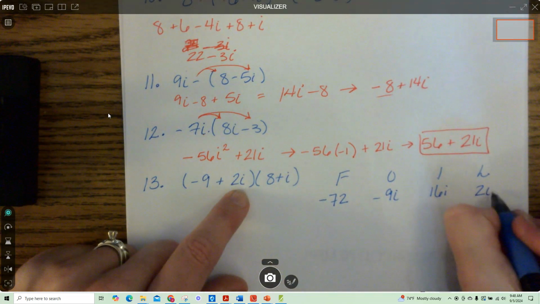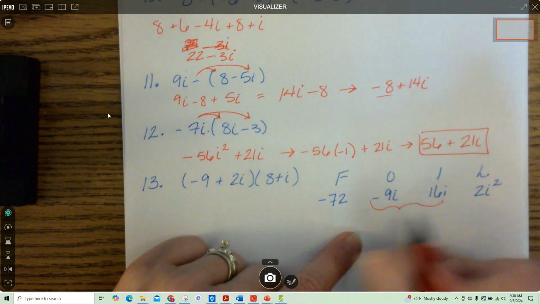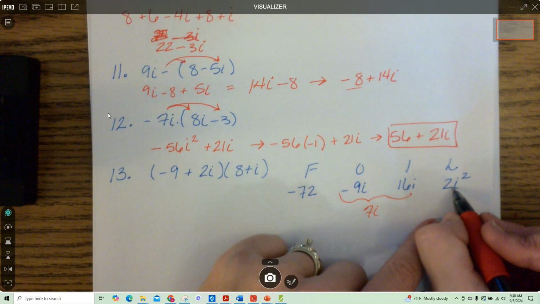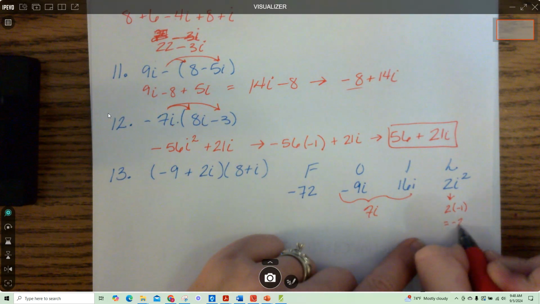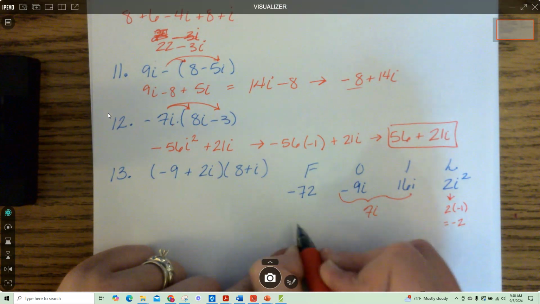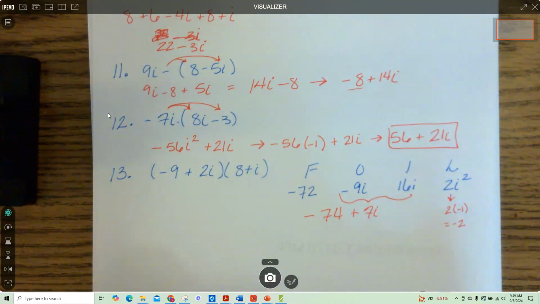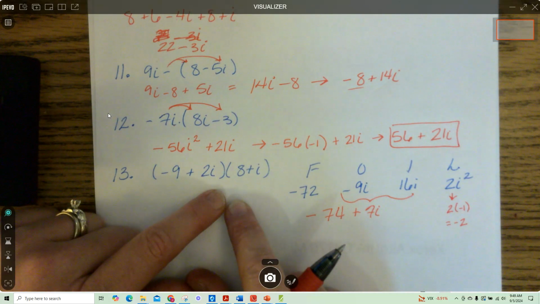So 2i times i is 2i squared. Combine like terms, we get 7i. And then, remember, i squared is a negative 1. So we're going to combine a negative 2 with a negative 72. So negative 74 plus 7i. So just make sure that you're breaking down each piece before you combine. Anybody have a different one on that one that they would like me to work?